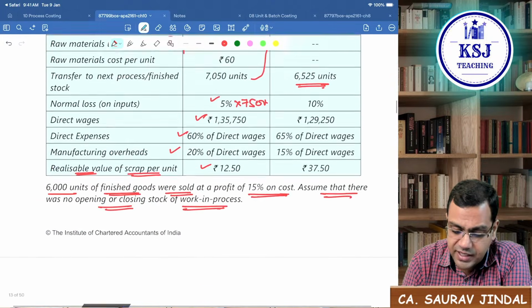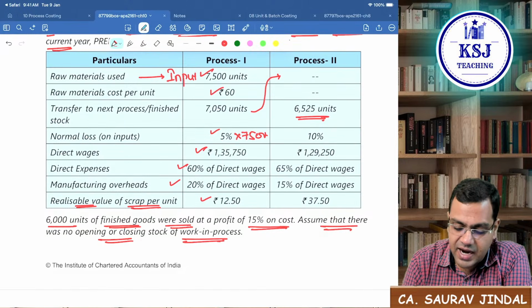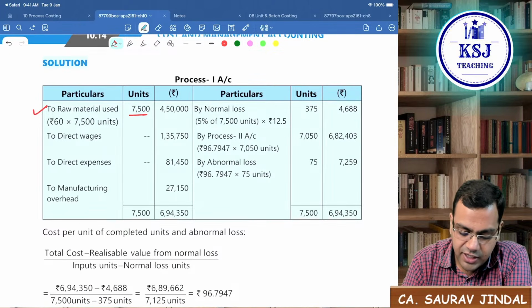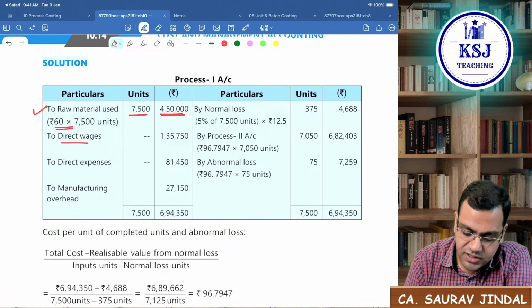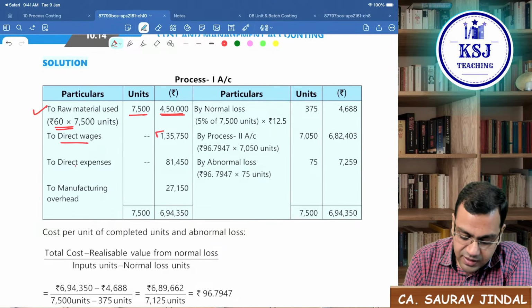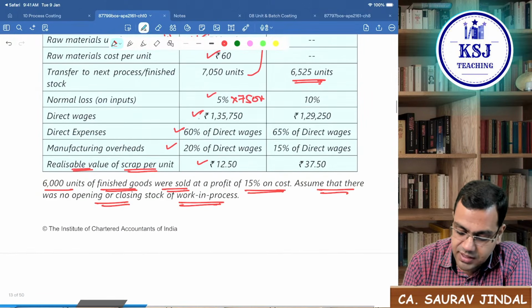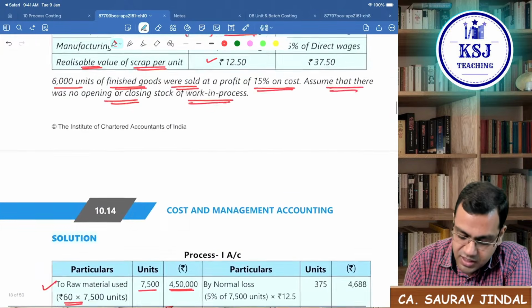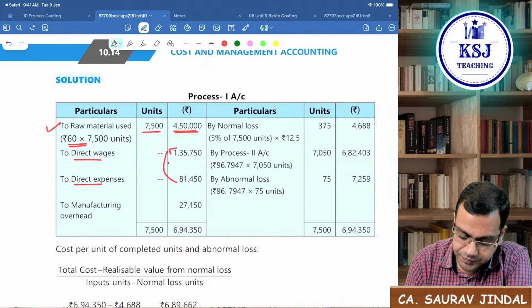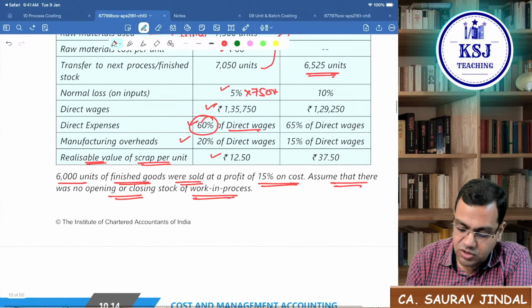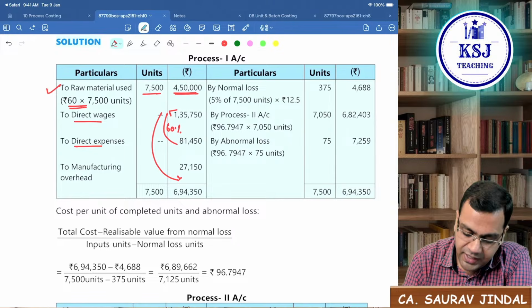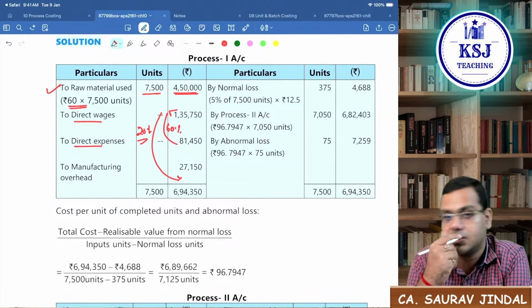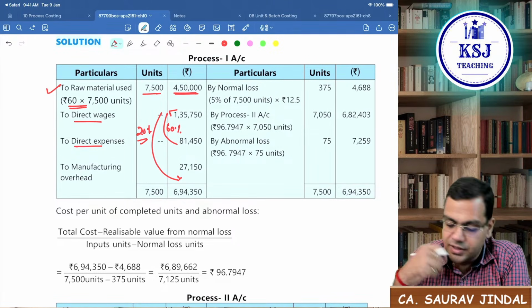So how much of the material are you inputting? 7500 units at 60 rupees. So 7500 into 60, you will get 4,50,000. Then there are other costs being incurred. The other costs mean direct wages of 1,35,750. Direct expenses are given as 60% of direct wages, so 60% of this. And the manufacturing overheads are given as 20% of direct wages. Correct. So this is 20% of direct wages. Clear?